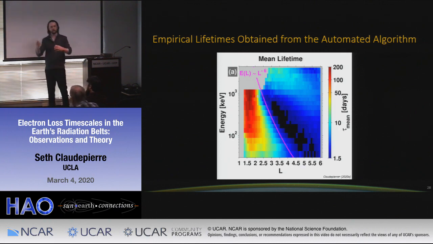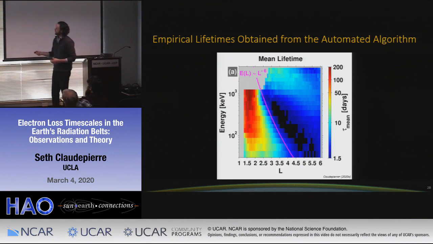And so that's what I was alluding to before in that L versus time plot, where we saw those electrons become trapped at the inner belt and they stay there for a very long time. So whatever is producing the scattering is doing so on a very, very slow time scale.